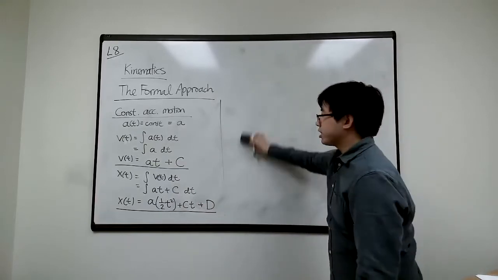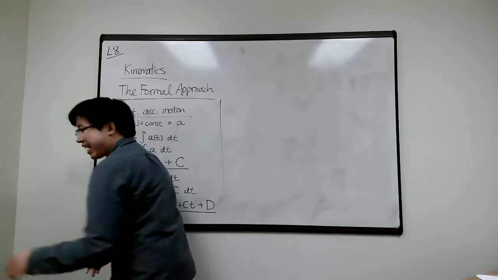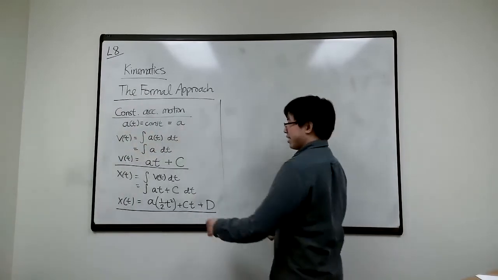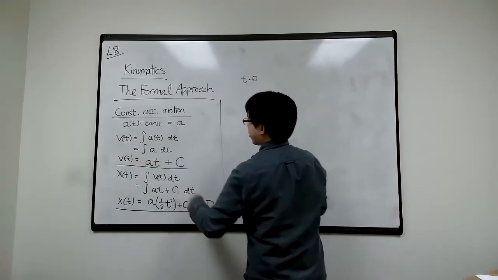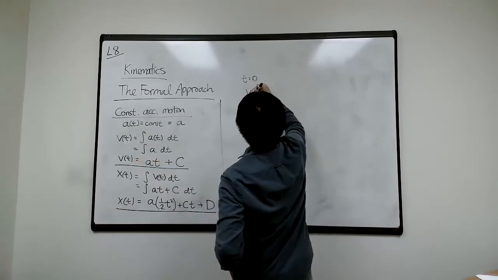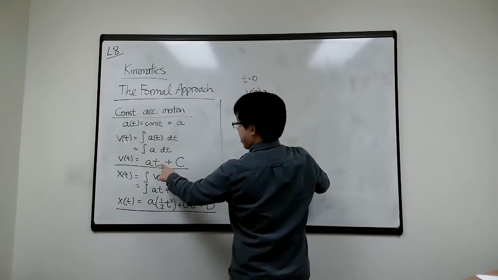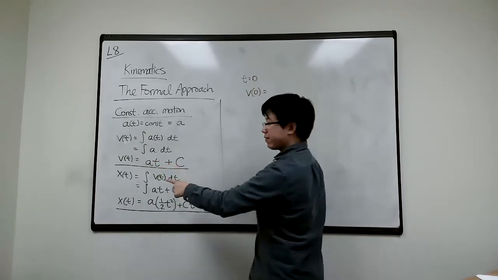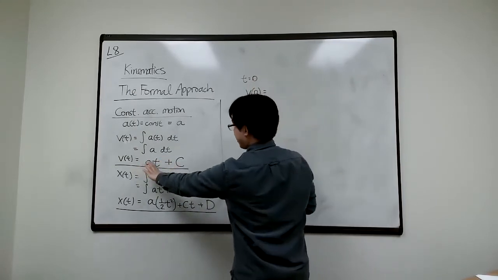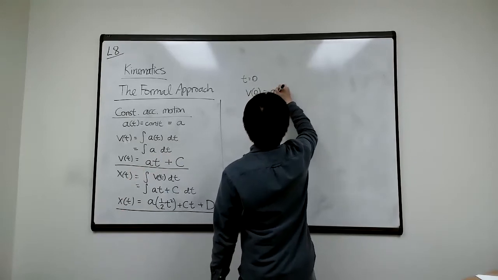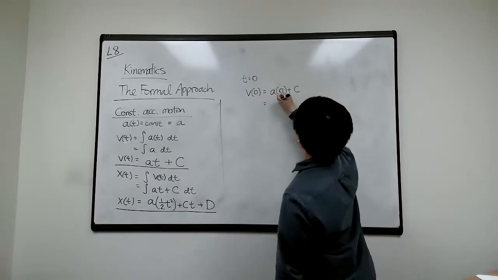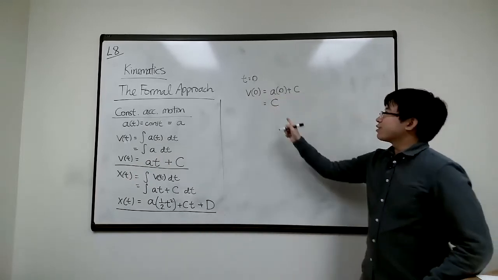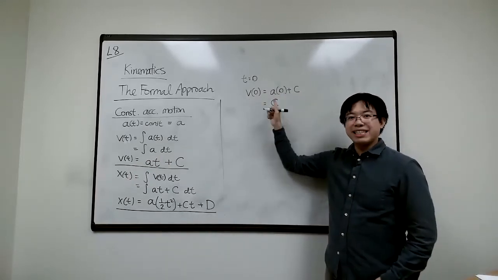Okay, what is c? Well, I have a nice trick. Let's look at time equals 0. What happens at time equals 0? Well, so that's velocity at time equals 0. I plug this in, right? What's the velocity at time equals 0? Well, that's going to be a times 0 plus c, right? So that means it's c. So c is the velocity at time equals 0.